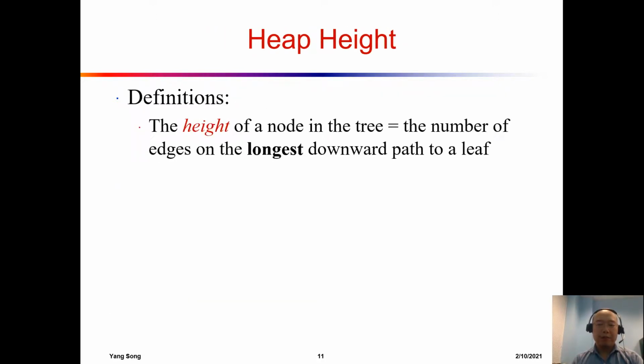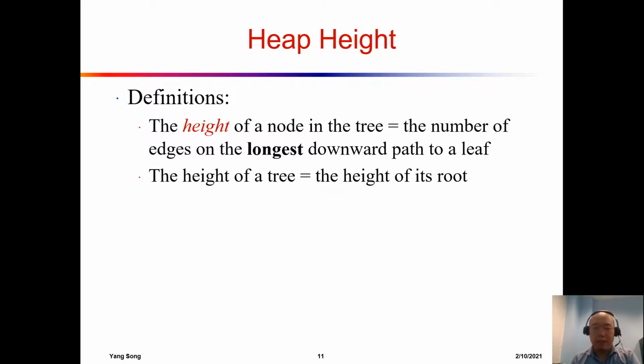Okay, so now we want to move on and define the height of the heap. The height of a node in the tree equals the number of edges on the longest downward path to a leaf. Okay, so this is the height of a node.